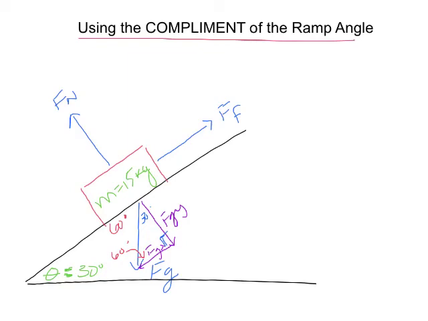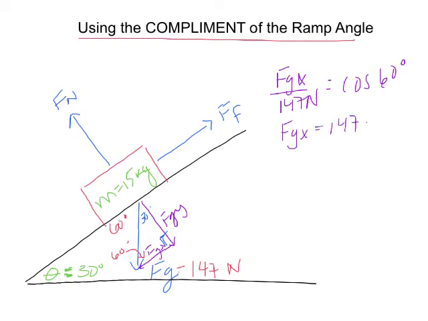Because in this case, fgx is adjacent to the angle, and then of course FG being 147 is the hypotenuse, which means you can write it out this way. So FGX over 147 newtons equals cosine of 60 degrees, which means FGX equals 147 times cosine 60 degrees, which gives you the same 73.5 newtons.